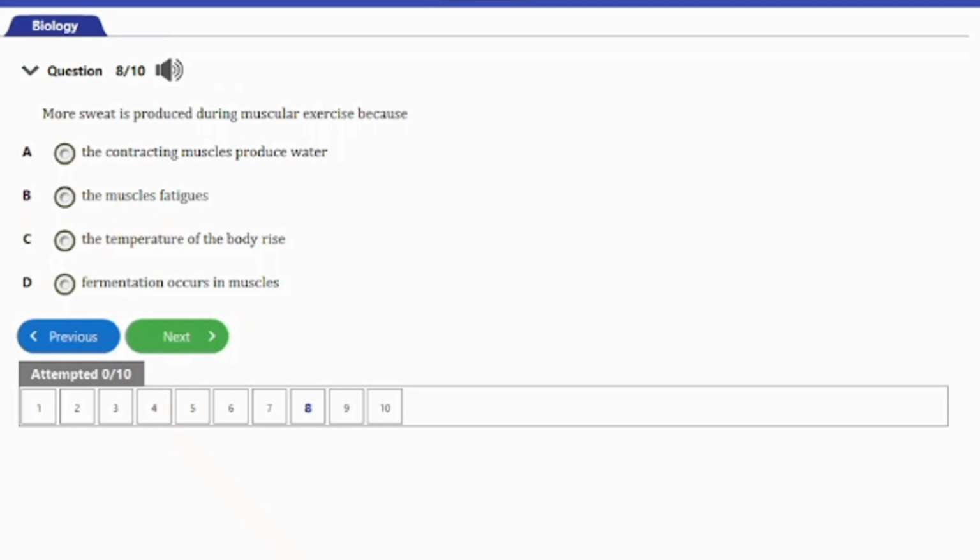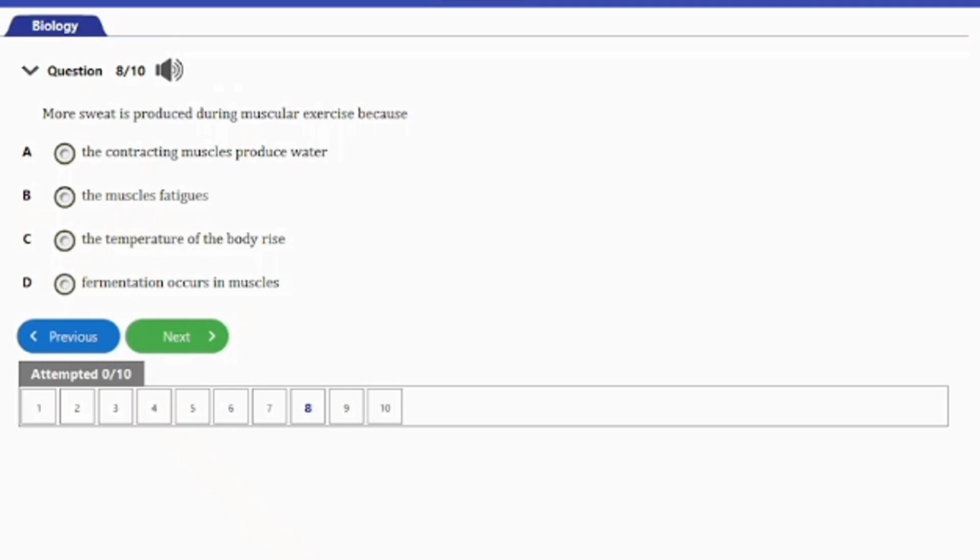Question number 8, it says, sweat is produced during muscular exercise because A. the contracting muscles produce water, B. the muscles fatigue, C. the temperature of the body rises, D. fermentation occurs in the muscles. So guys, the answer to this question here is option C, and that's the temperature of the body rises.